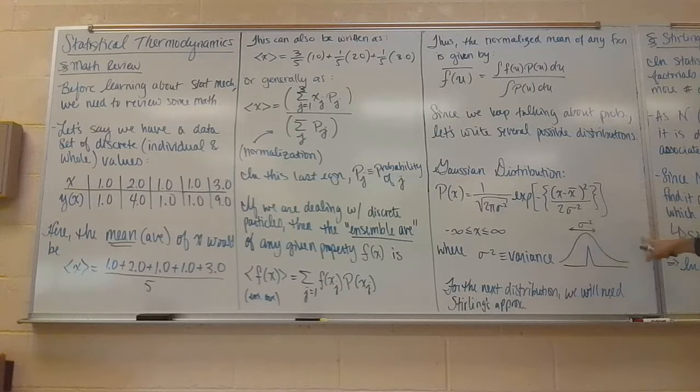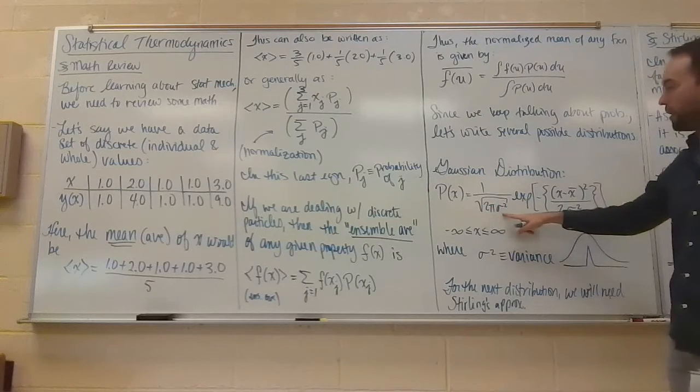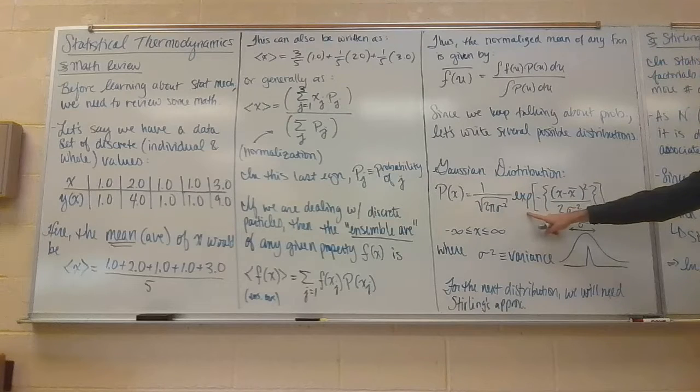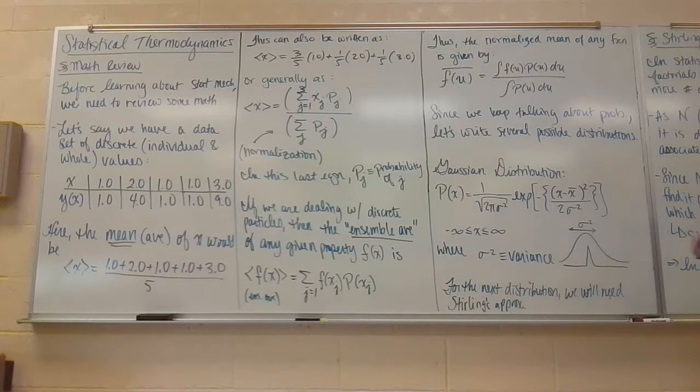The first of which is our Gaussian distribution. Here, the probability of x is given by 1 over the square root of 2 pi sigma squared times the exponential of the negative of the difference between our measured value and the mean, squared, divided by 2 sigma squared, where x can be any value from negative infinity to positive infinity, and where sigma squared is our variance, which is essentially the spread of our distribution. All right? Now, for our next distribution, we're going to need Stirling's approximation.